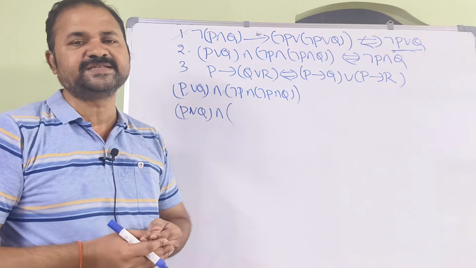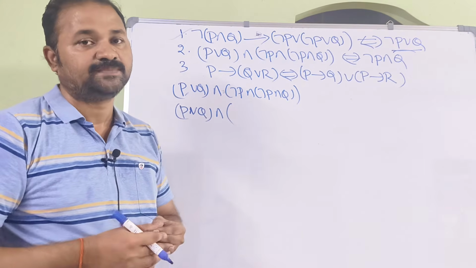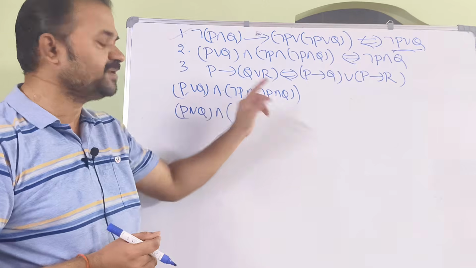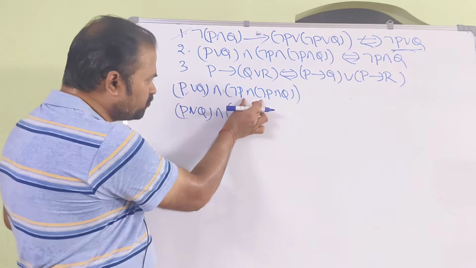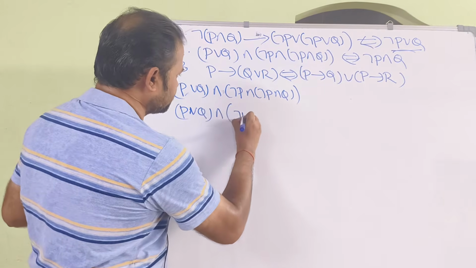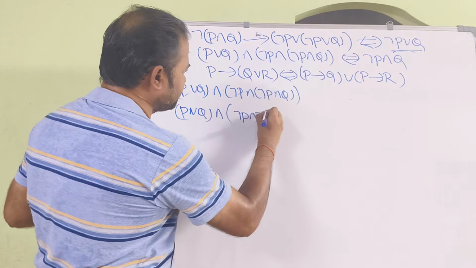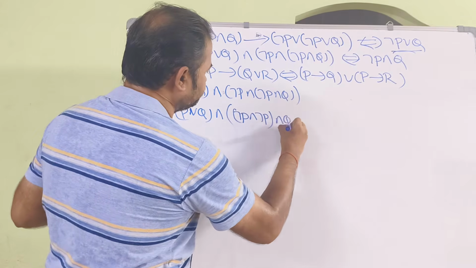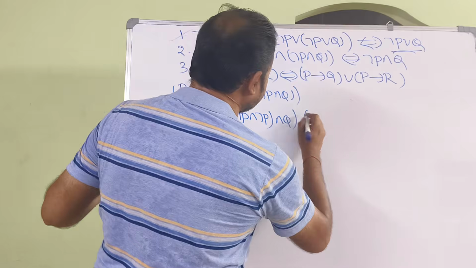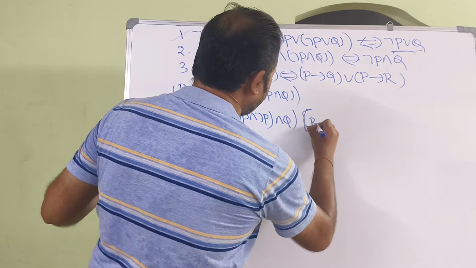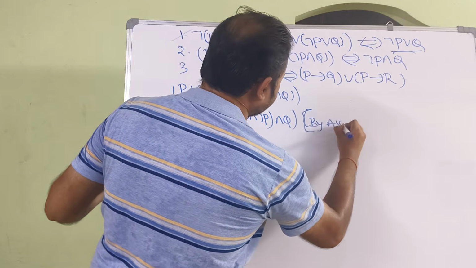So same symbols means we can apply associative law. Associative law means same symbols. So we can group these two propositions. So negation P and negation P and Q. So this is which law? This is nothing but by associative law, because same symbols.